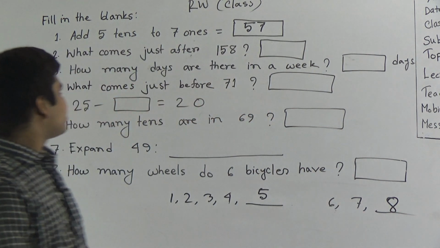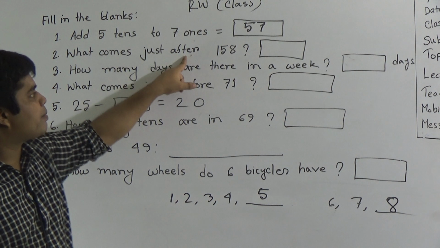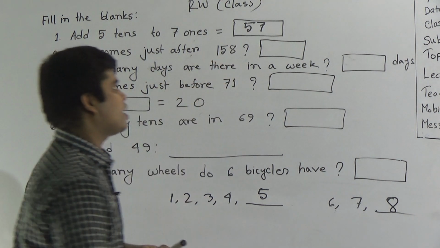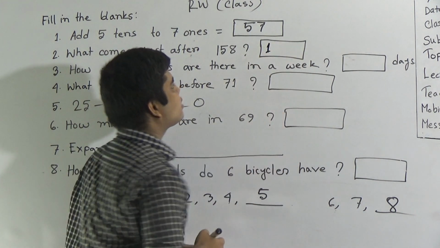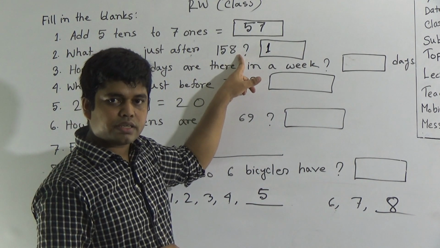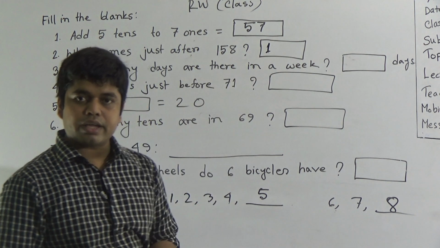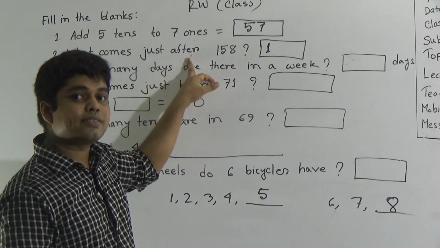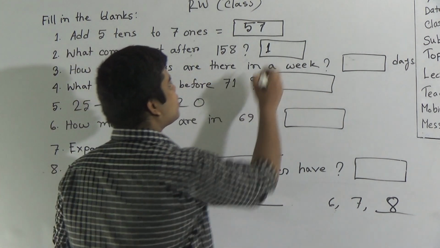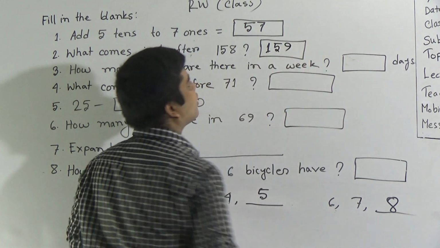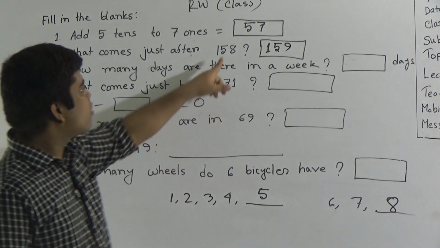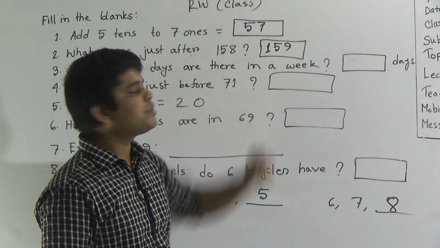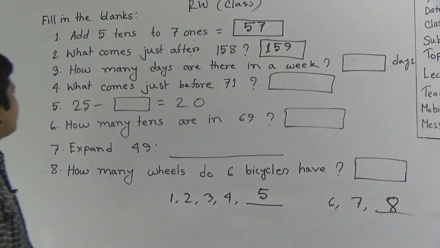Just like this, notice what comes just after 158. My dear student, the 100 remains the same. 158, next count 159, 160, but the question asks you to find the just after number. So I write here 159. I hope you have understood. 158's next number is 159.